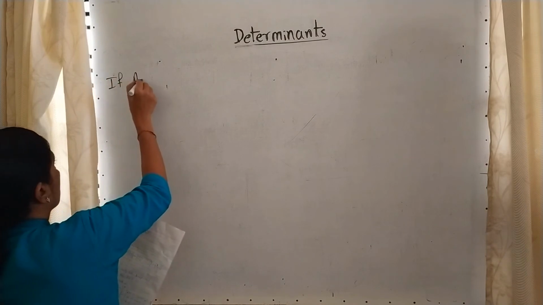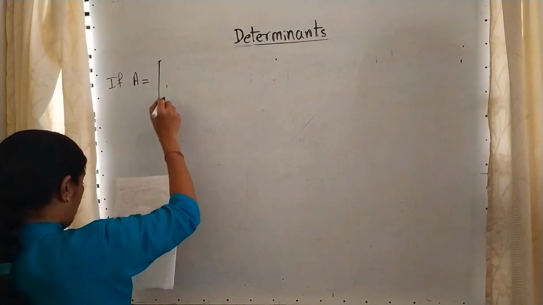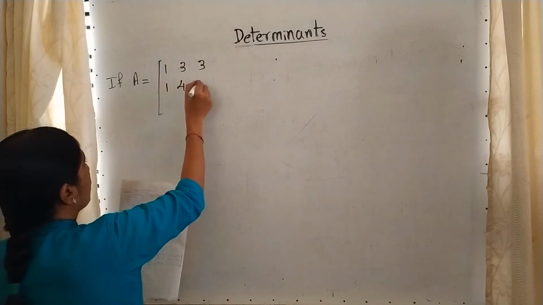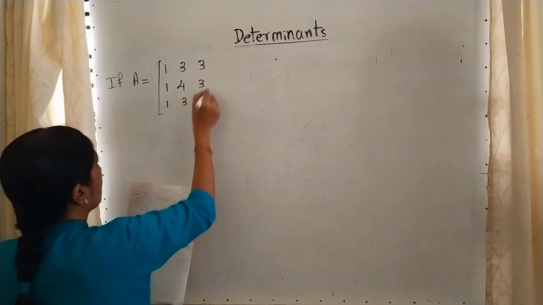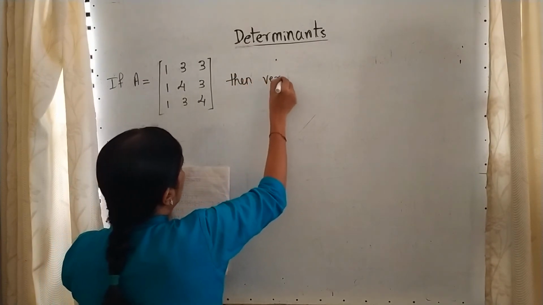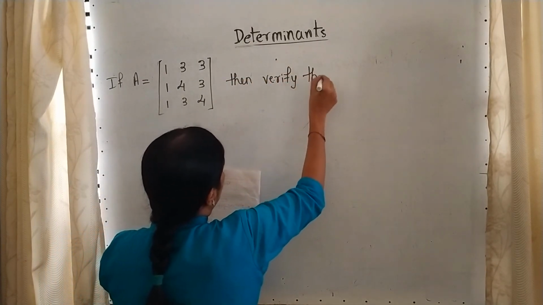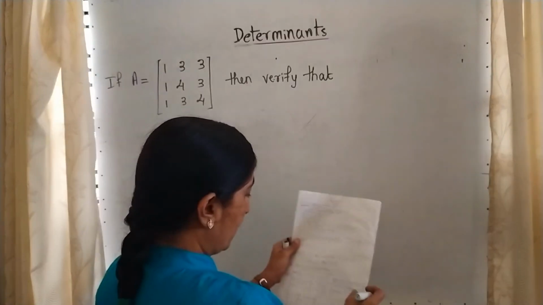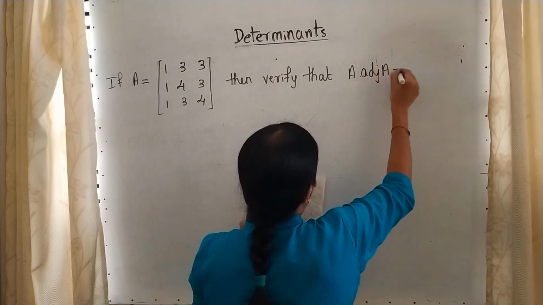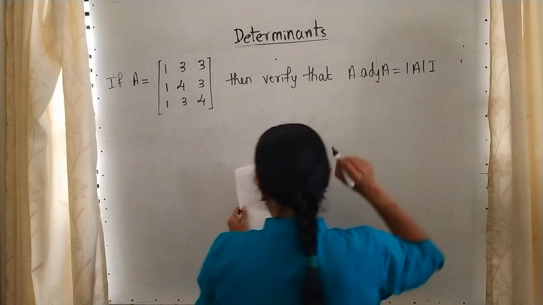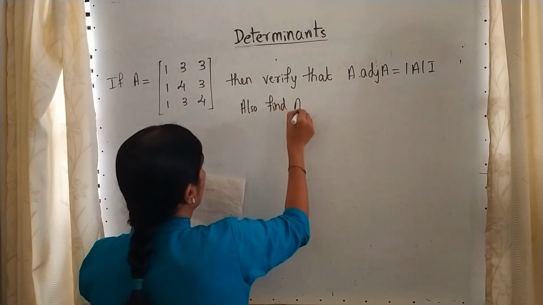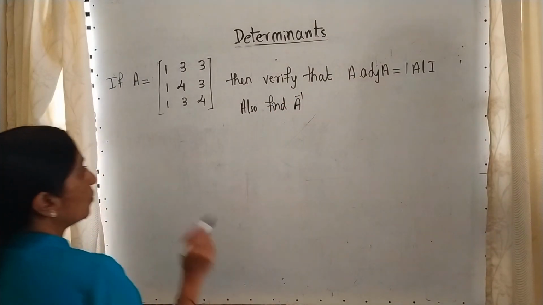If A is equal to, the matrix is given 1, 3, 3, 1, 4, 3, 1, 3, 4, then verify that A into adjoint A is equal to determinant of A into I. Also find A inverse. So this is the question.